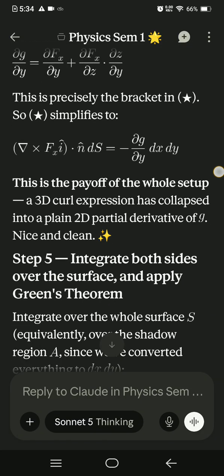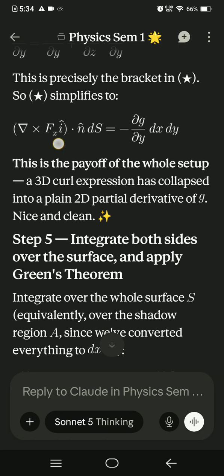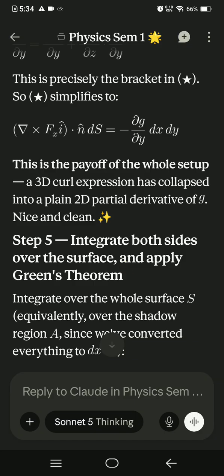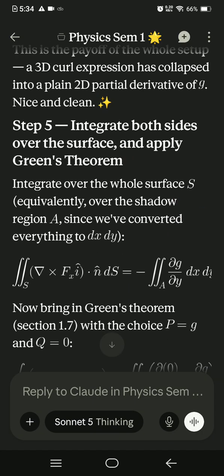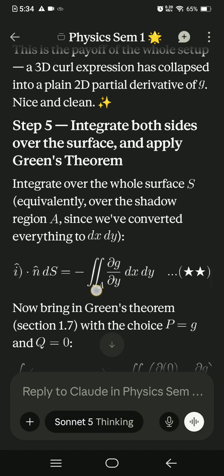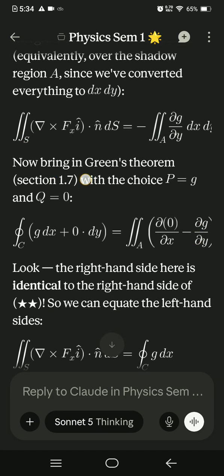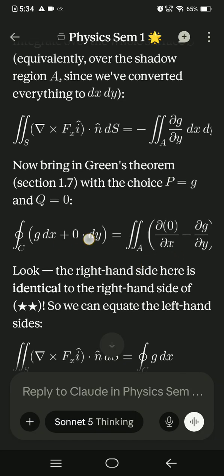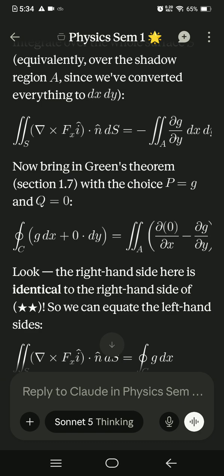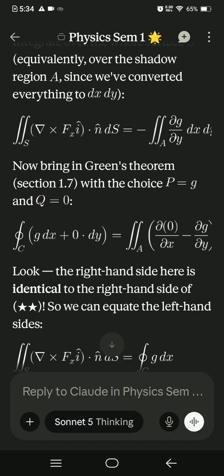Okay. Now we are going to integrate both sides over the surface and apply Green's theorem. Now how is Green's theorem applied here? Okay, we integrated both sides. So using Green's theorem, I don't know whether we took this arbitrarily or not, we took P equals g and Q equals 0.